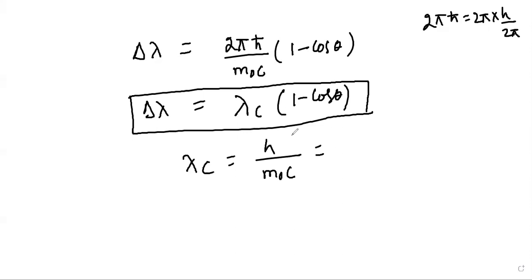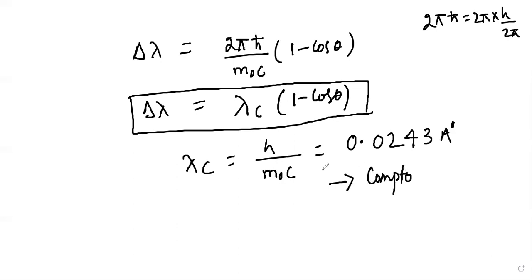These are all constant values. h is known, m0 is known, c is known. If you substitute all these values, it gives you 0.0243 angstrom. Angstrom is 10 to the power minus 8 centimeter, or 10 to the minus 10 meter. So we got our Compton shift, the value of the Compton shift in terms of lambda c, which is a constant. So 0.0243 multiplied with 1 minus cos theta, and this lambda c is known as the Compton wavelength.